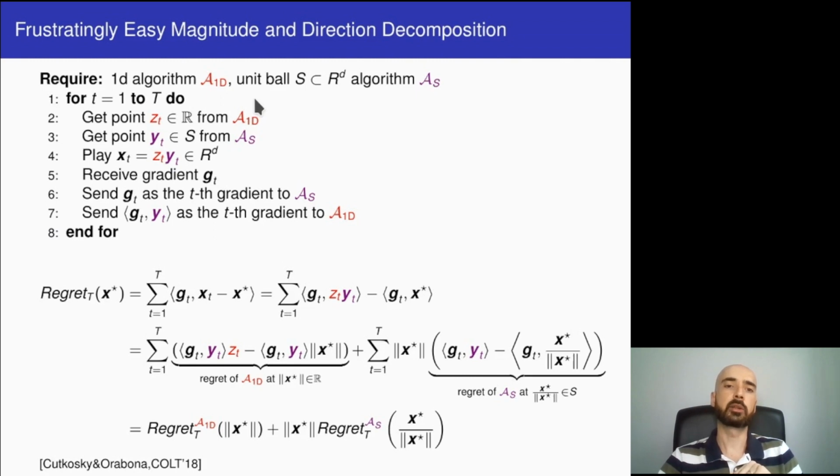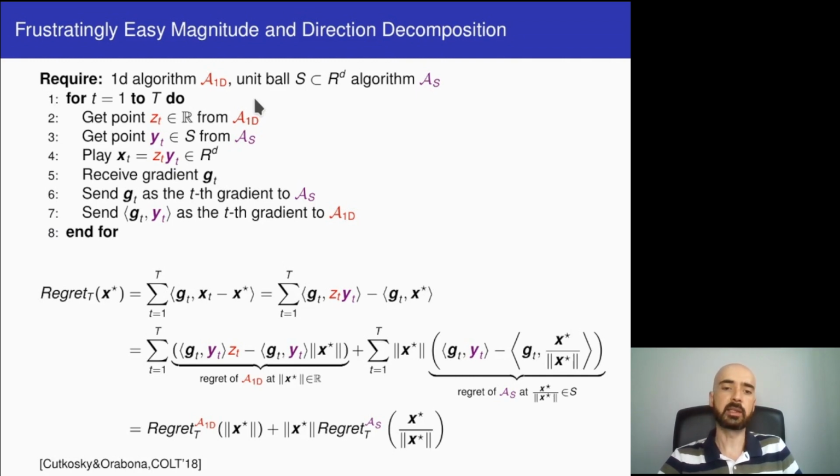Now, it works that basically in each time step, you get both predictions from the 1D algorithm and from the direction algorithm, and then you compose x of t just with the multiplication of the two. Then you receive your gradient, you pass the gradient as it is to the direction learner, and then you pass the inner product between the gradient and the direction to get a number for the 1D learner.